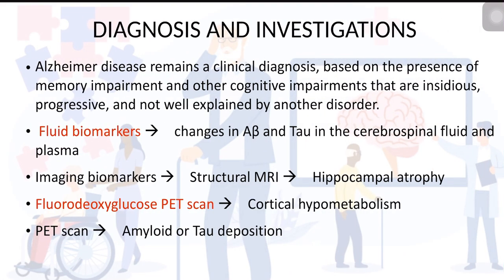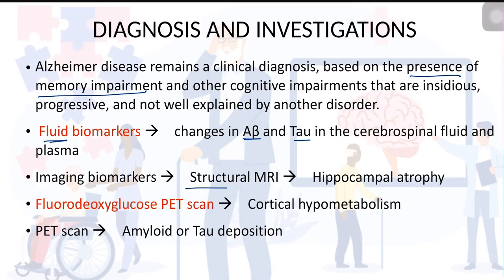Coming to the diagnosis and investigation part, it remains a clinical diagnosis based on the presence of memory impairment or other cognitive impairment, not well explained by other disorders. So we have to look for the fluid markers. What are the fluid markers? That is changes in A beta and tau in the CSF and plasma.